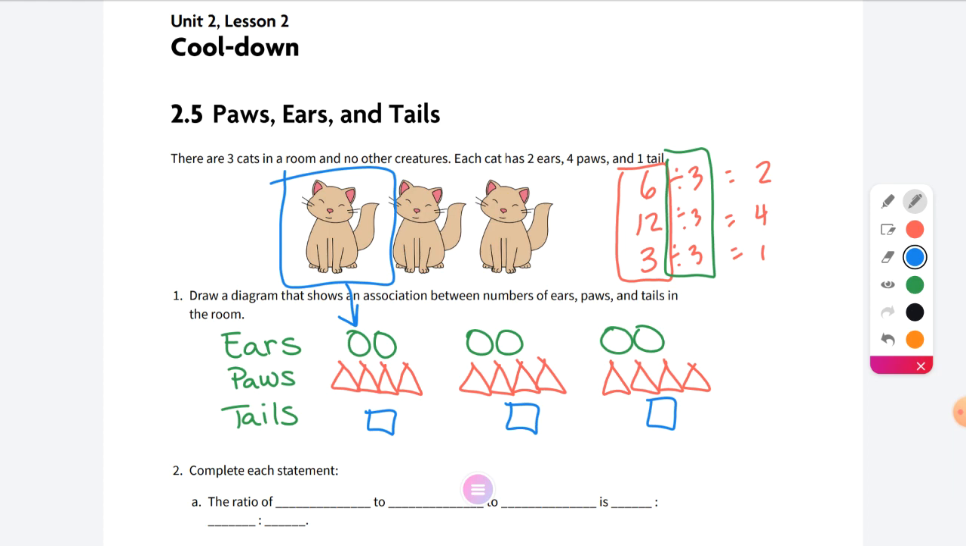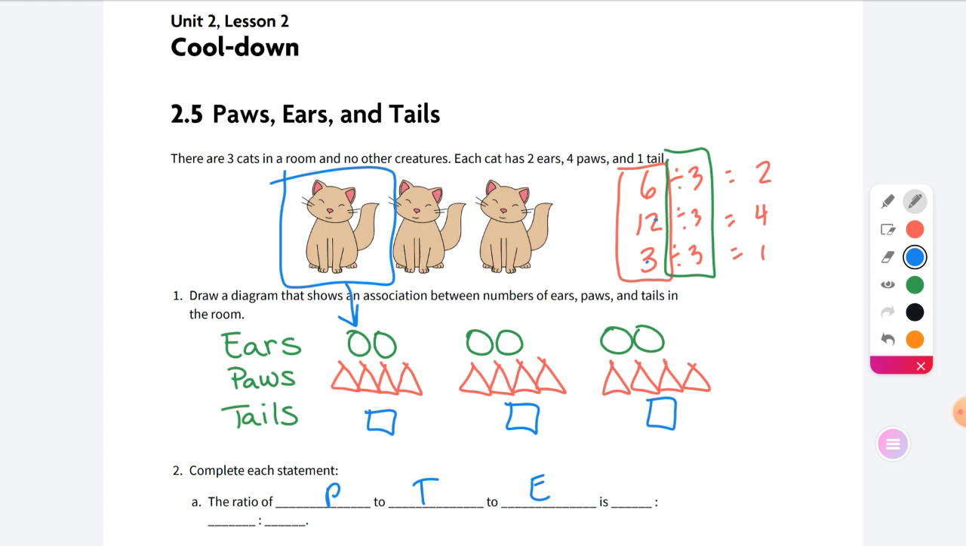Next, complete each statement. The ratio of blank to blank to blank is blank to blank to blank. Addie, what did you write in those blanks? I did paws, tails to ears. Okay, paws to tails to ears, and then what were your numbers? 4, 1, 2. 4, 1, 2 works. Or if she did paws to tails to ears, 12 to 3 to 6 would have also been fine.